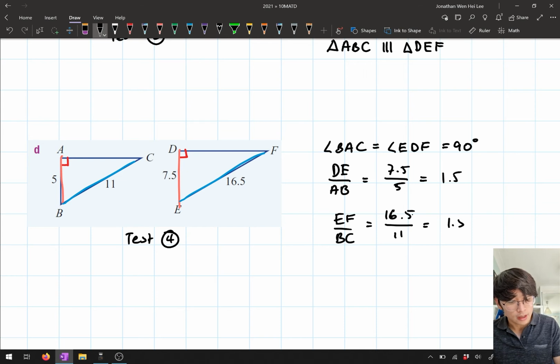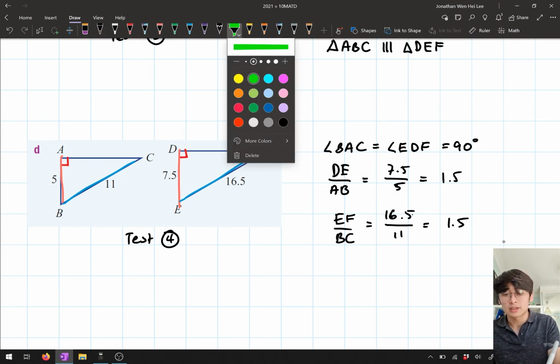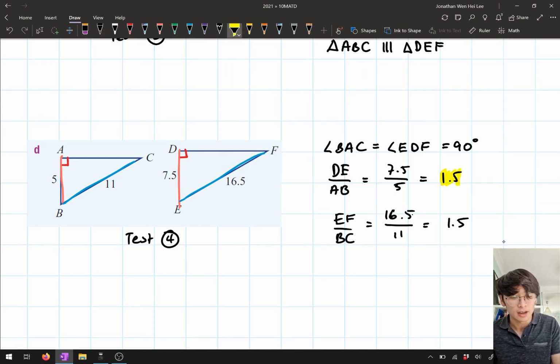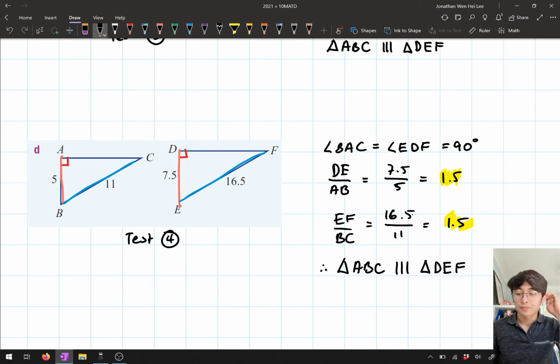So here, this 1.5, because it's consistent for all of my matching sides, means that we've got a pair of similar triangles. So therefore, once again, I'm just writing this statement at the end, triangle ABC is similar to triangle DEF. So there we go. That's how we can prove similarity.